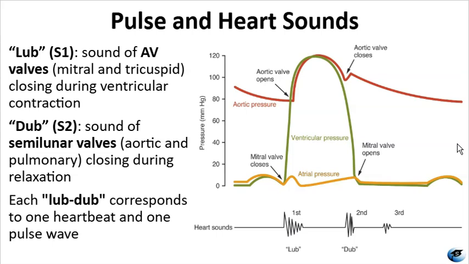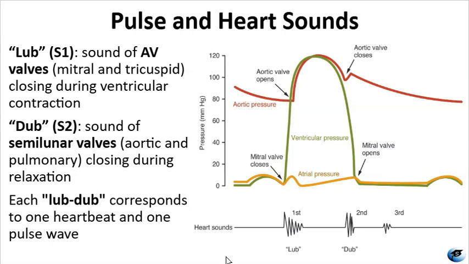So let's walk through the events shown in the diagram. On the x-axis, we see time progressing across the cardiac cycle, and then on the y-axis, we'll see changes in pressure, specifically in the atria, ventricles, and aorta, which directly relate to valve function and blood flow.